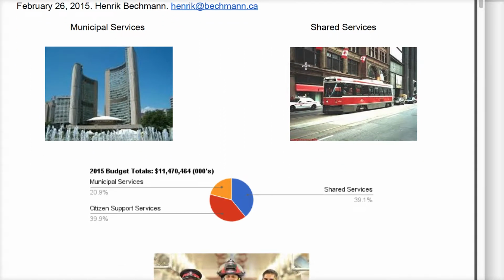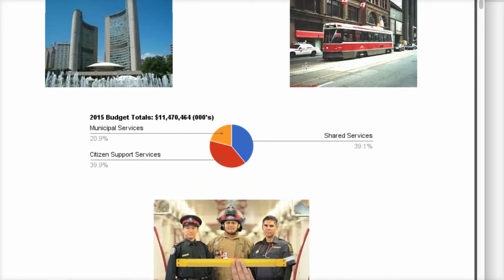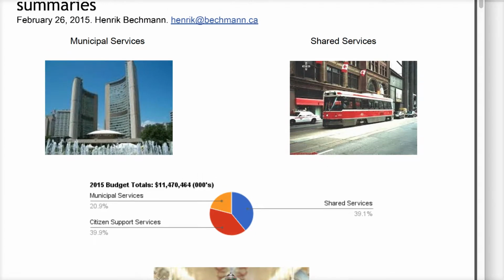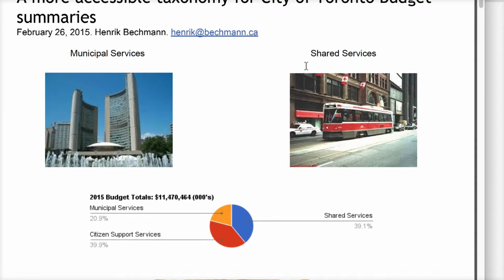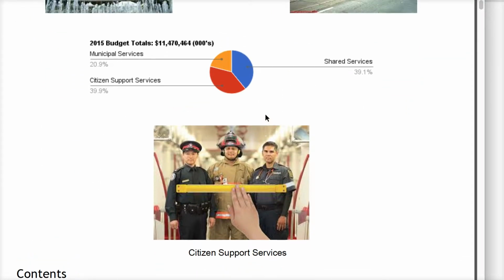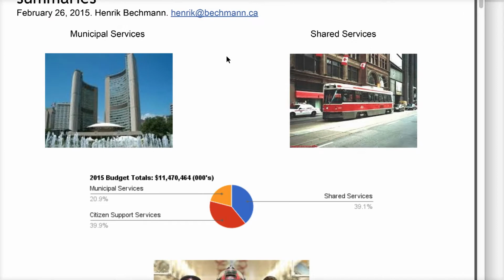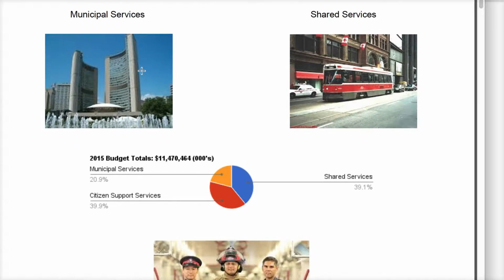You can see that at a high level I've grouped the city expenditures by what I call program domains, being municipal services, shared services, and citizen support services. And right away you get a sense for the proportion of expenditure. So municipal services are what most people would think of as City Hall, essentially red tape, regulations, getting permits, that kind of thing.